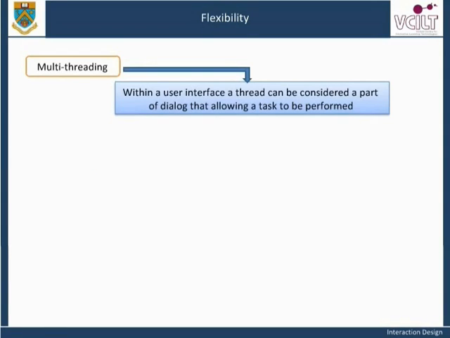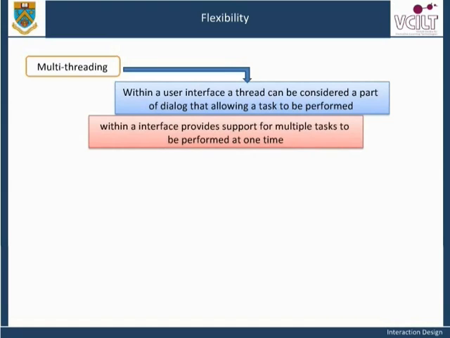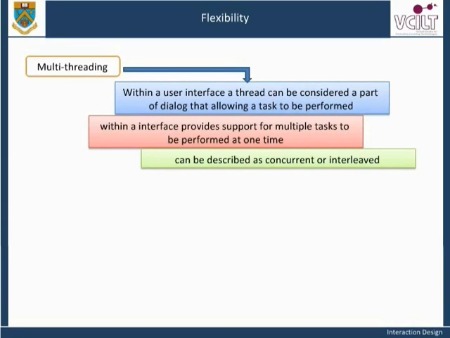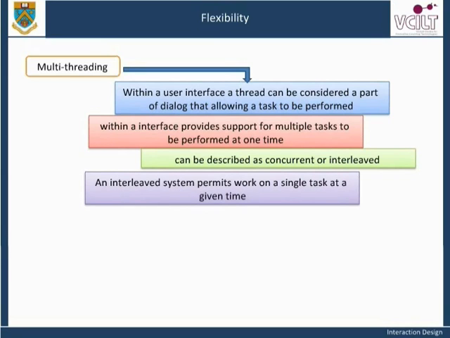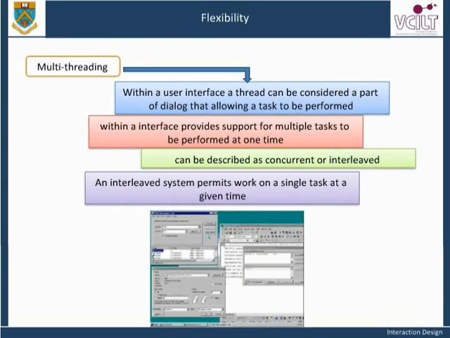Multi-threading. Within a user interface, a thread can be considered a part of dialogue that allows a task to be performed. Multi-threading within an interface provides support for multiple tasks to be performed at one time. Multi-threading can be described as concurrent or interleaved. An interleaved system permits work on a single task at a given time. A word processor allows multiple documents to be open, but only one can be worked on at a time.